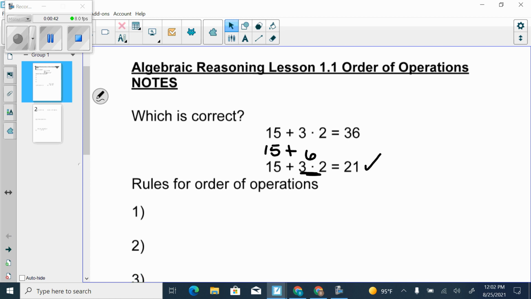Okay, so the order that we're doing stuff in matters, right? You don't always work left to right. You have to follow order of operations. So we're just going to review order of operations today. That's all we're doing. Okay. All right.